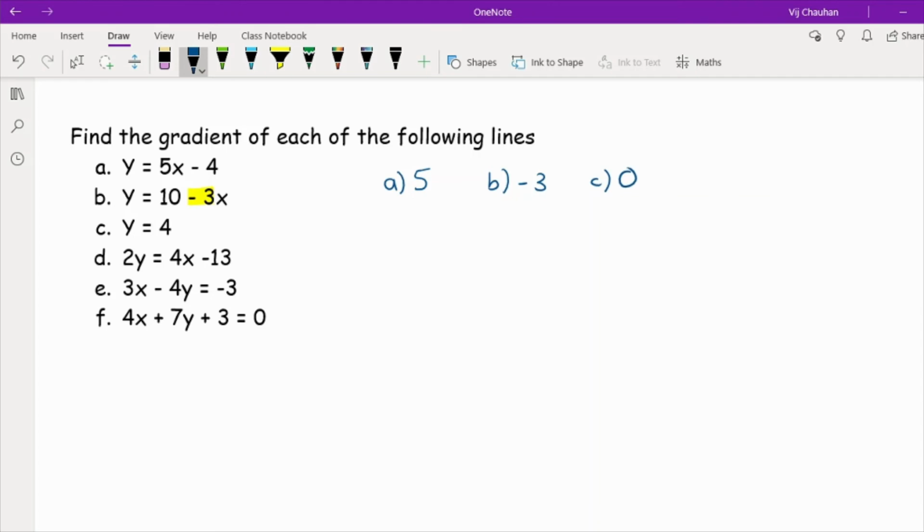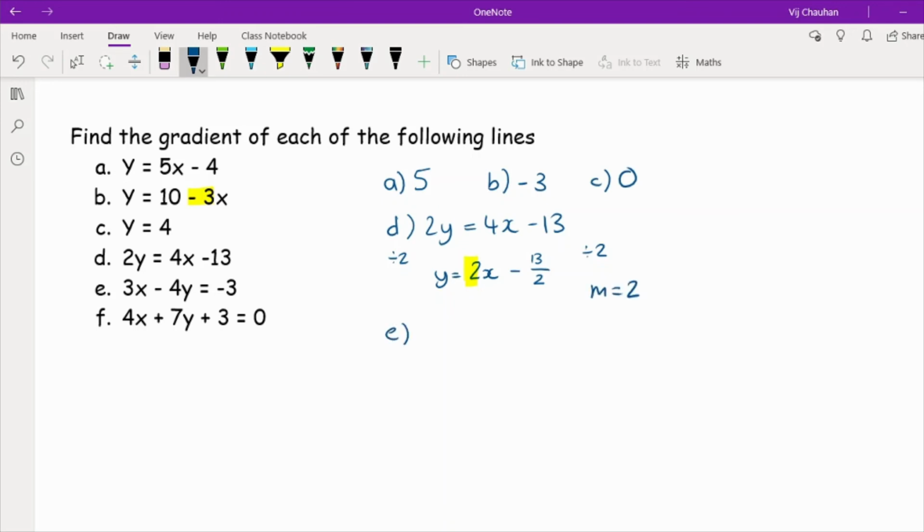For D, as you can see, y is not the subject. So what I need to do, if I just write out the equation again, is make y the subject. How do I do that? Well, I divide both sides by 2. So what I end up with is y equals 4 divided by 2 is 2x, and 13 divided by 2, I'm going to leave as a fraction. Now that I've got y the subject, I can read off the coefficient of x. So here my m value is going to be 2.